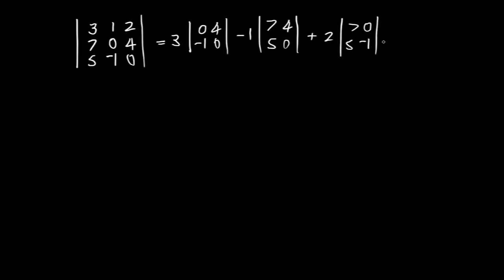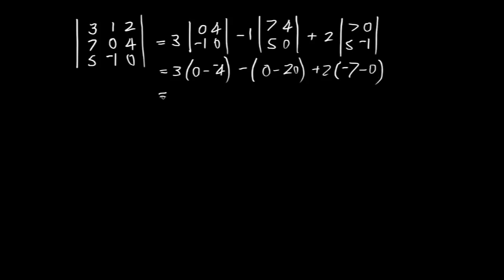That's going to be 7, 0, 5, minus 1. And I can go ahead and I can work out explicitly what this comes out at, as you can see I'm doing here. And in fact it will be 12 plus 20 minus 14, and it comes out as 18. So there we are, we've worked out a 3 by 3. But we could have done it in a different way. Let's say we went along this bottom row.